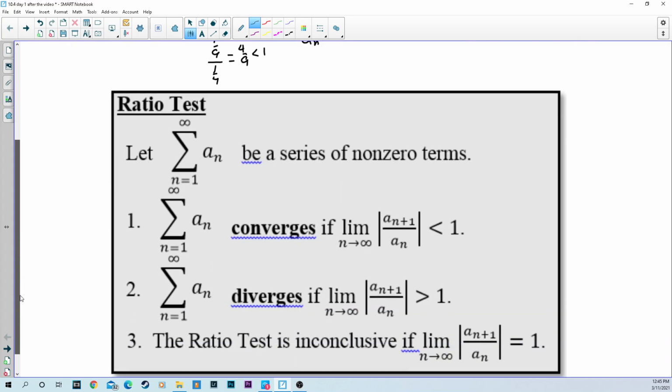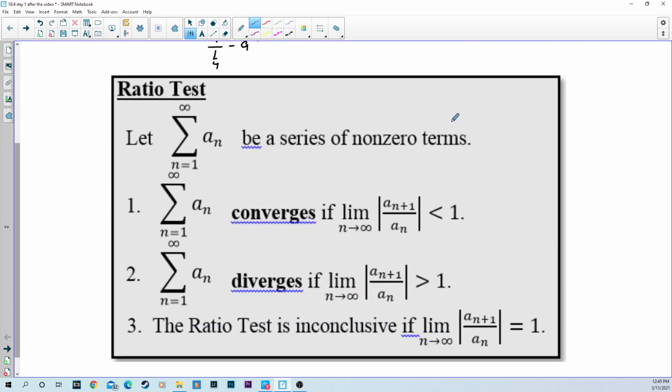So the ratio test says let this series be a series of non-zero terms. One, the series converges if the limit as n approaches infinity of the absolute value of a sub n plus 1 over a sub n is less than 1. And it even works if it's alternating. So if you have a negative over a positive, then taking the absolute value will give you a value that is less than 1. If you kept it as negative, all negative values are going to be less than 1, and the test wouldn't work.